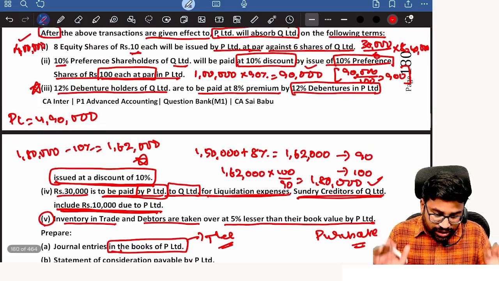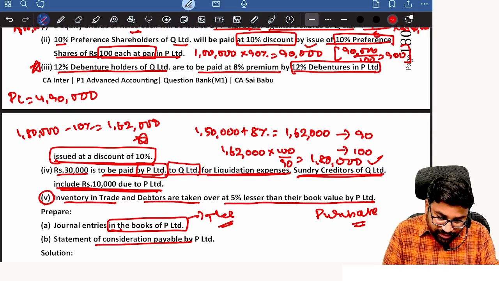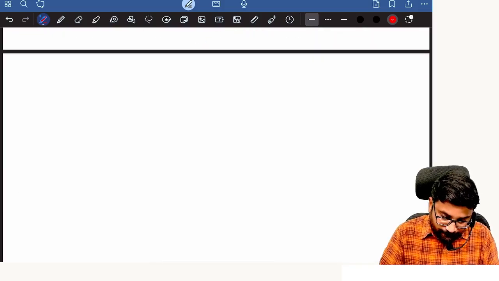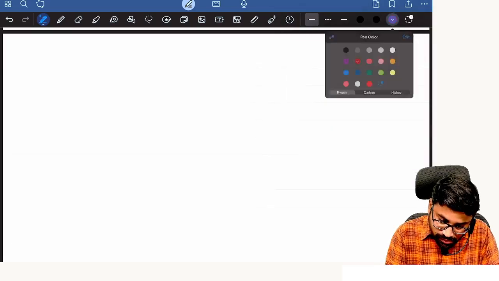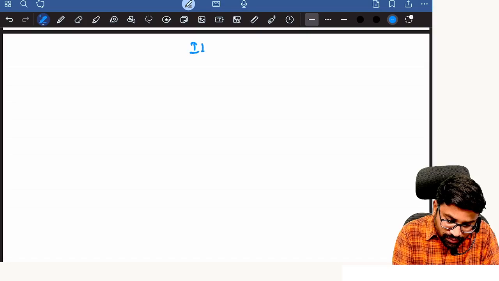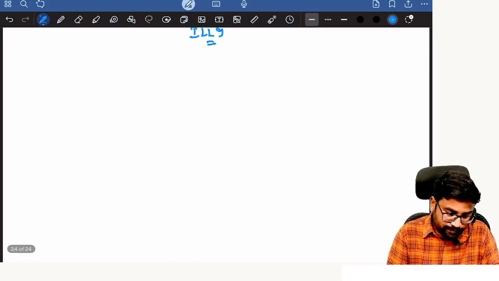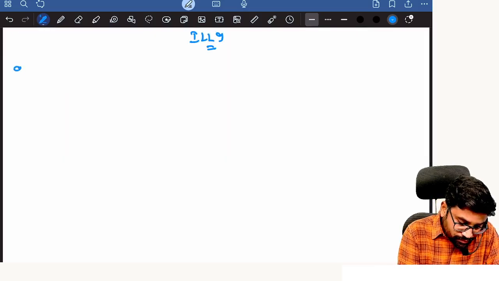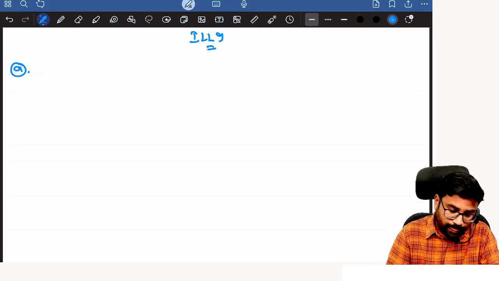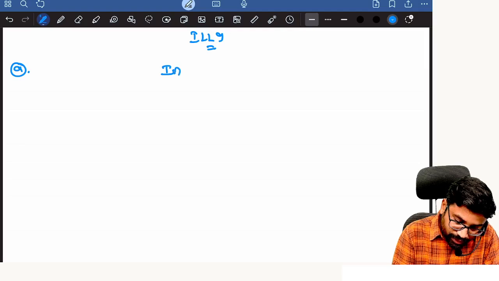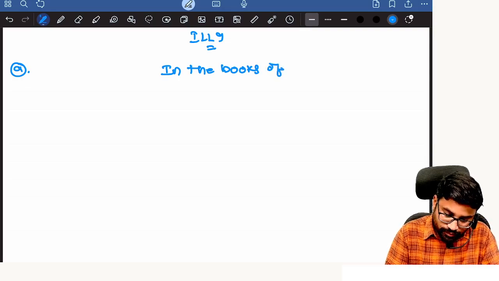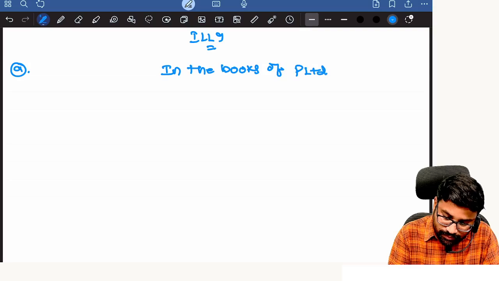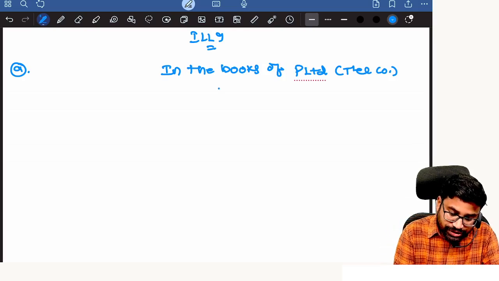Okay, so we are going to solve this sum, sir. A very, very important sum. Please start. So this is illustration 9th sum. So EBIT they are asking. In the books of P Limited, transferee company, journal entries.